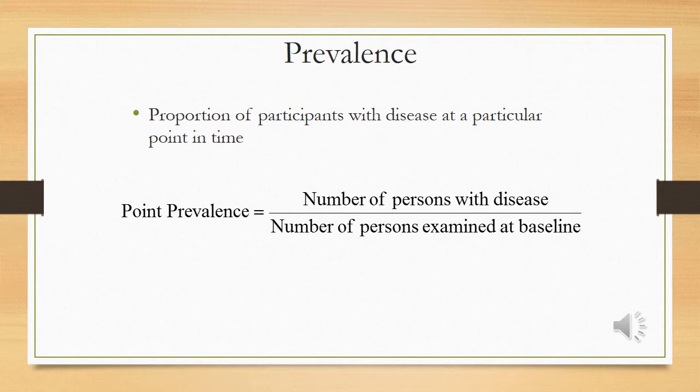So talking about prevalence, prevalence is the proportion of participants with disease at a particular point in time. So as we see in this slide, the point prevalence is the number of persons with disease over the number of persons examined at baseline. Baseline means at the beginning of the study. In the next slide we'll do an example and see how to find prevalence in different cases or situations.